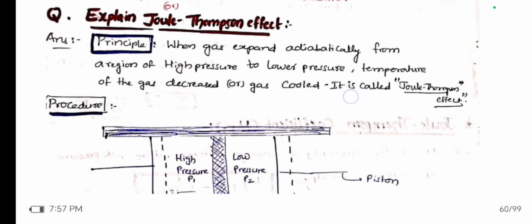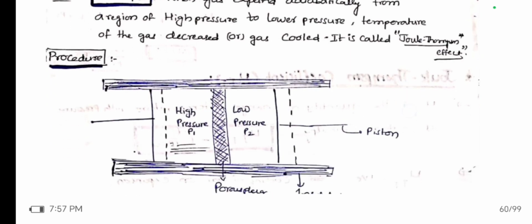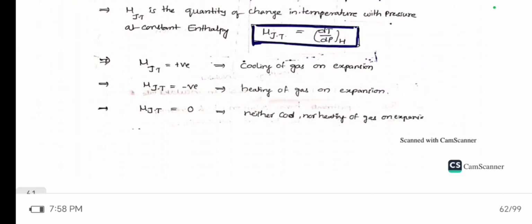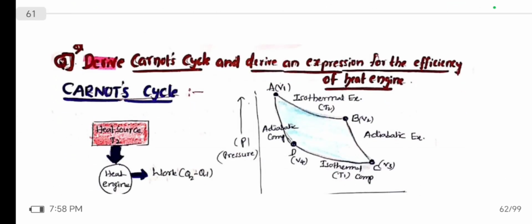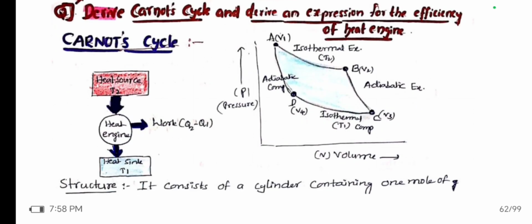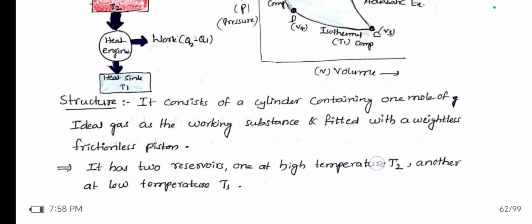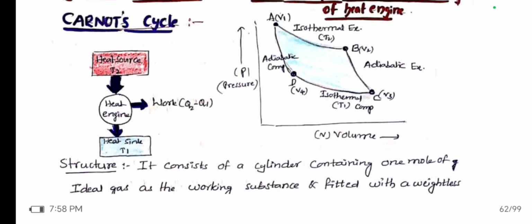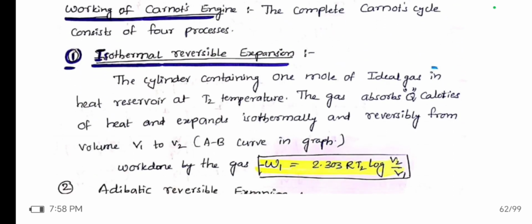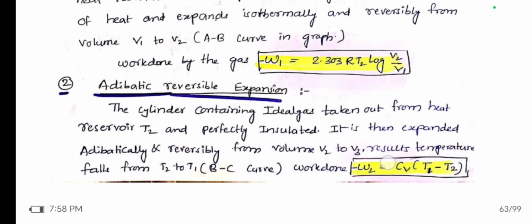Next, Joule-Thomson effect. This you can easily attempt. Next, Carnot cycle. The Carnot cycle question is very important in the thermodynamics topic of physical chemistry. In physical chemistry, you only have the thermodynamics topic. At least practice these diagrams, and these equations. Practice all equations, they are all similar.